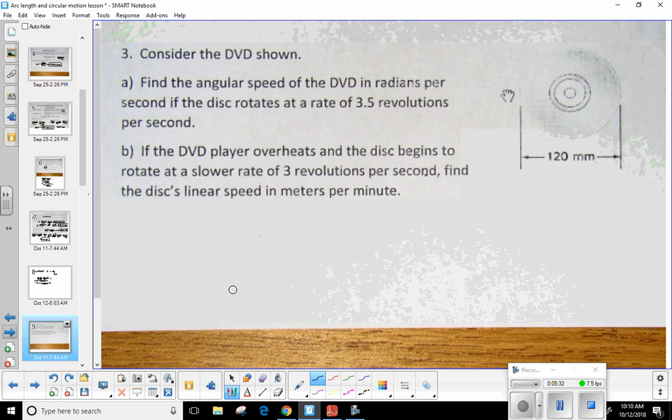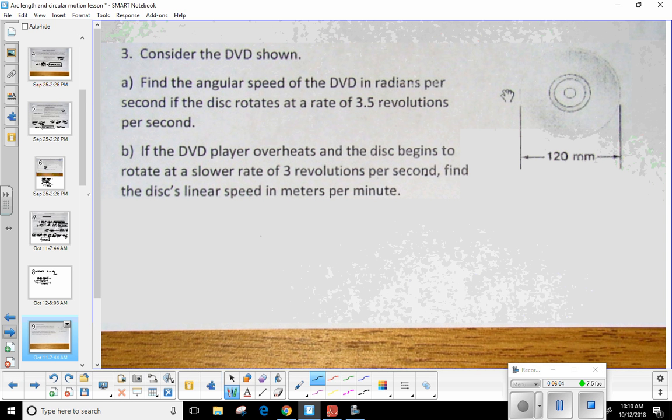So let's take a look at number 3 right here, since we were done with 2. We're talking about a DVD. Find the angular speed of the DVD in radians per second if the disc rotates at a rate of 3.5 revolutions per second. Okay. So remember, in these problems, even if you're not asked to find the angular speed, you want to go ahead and find it anyway, because you can't find the linear without the angular. So what's the first fraction I should set up?